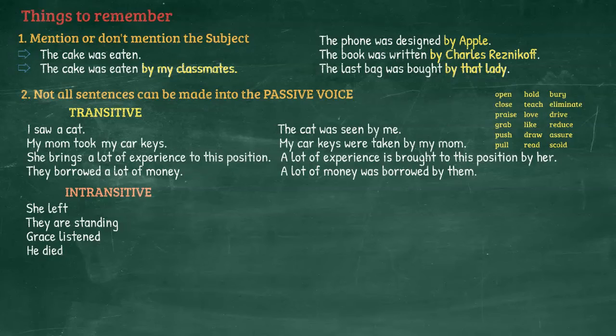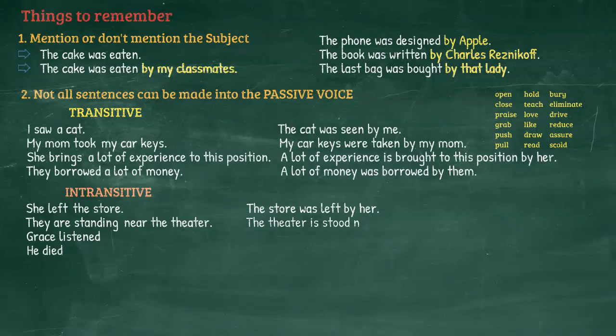Even if we continued these sentences and put more information in them, we could still not turn them into the passive voice. For instance, if we said, "she left the store," we could not say, "the store was left by her." This doesn't make any sense. Or, "they are standing near the theater." We cannot say, "the theater is stood by near." Actually, I don't even know how to finish this sentence because it really doesn't make any sense. Here is a list of some intransitive verbs. Take a look.